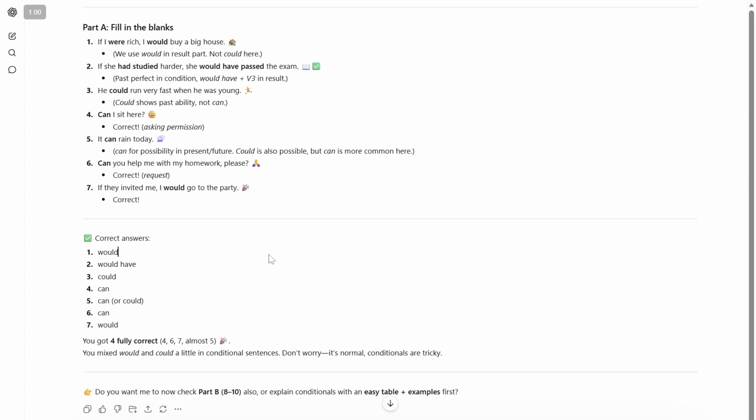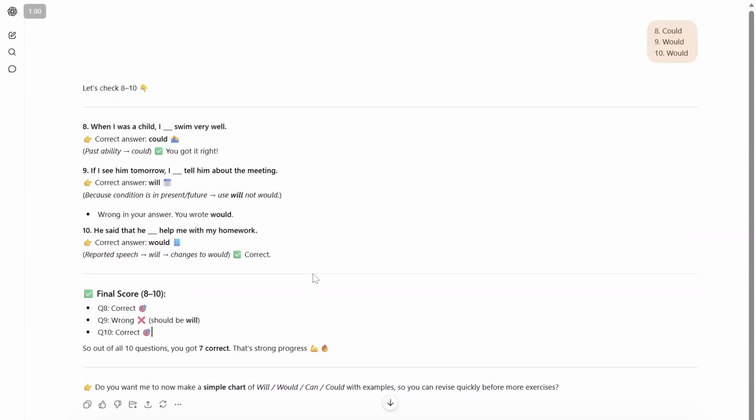Correct answers. 1. Would. 2. Would have. 3. Could. 4. Can, or could. 6. Can. 7. Would. You got 4, 6, 7 fully correct, and almost 5. You mixed would and could a little in conditional sentences. Don't worry, it's normal. Conditionals are tricky. Do you want me to now check Part B, 8 to 10?